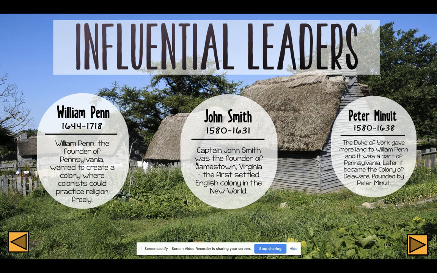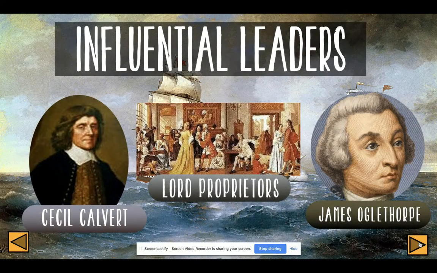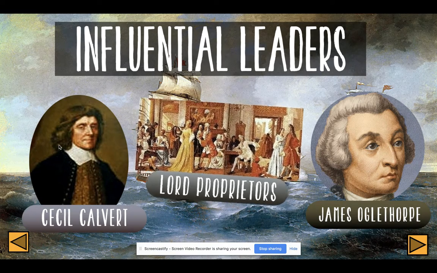Then we have John Smith. Captain John Smith was the founder of Jamestown. We talked about that in Unit 6. You guys know all about Jamestown, and that is present-day Virginia. Now, the last three groups of guys we have are Cecil Calvert, Lord Proprietors, and James Oglethorpe.